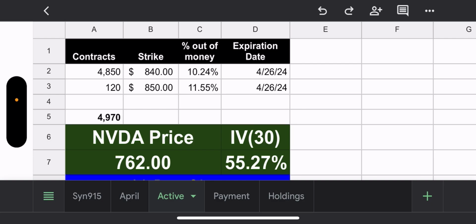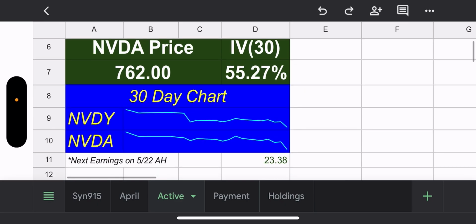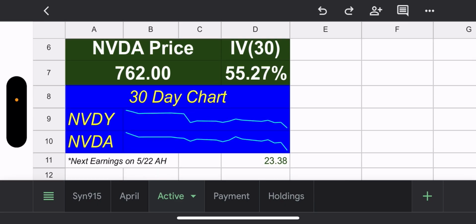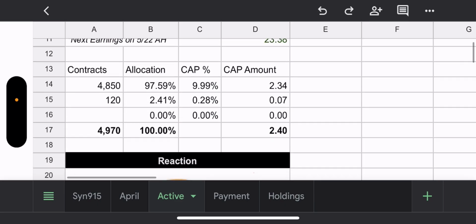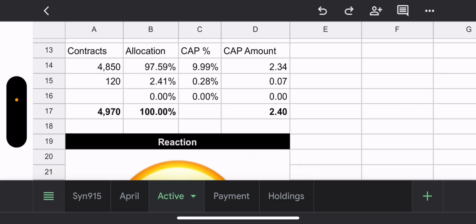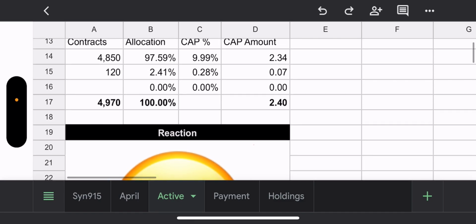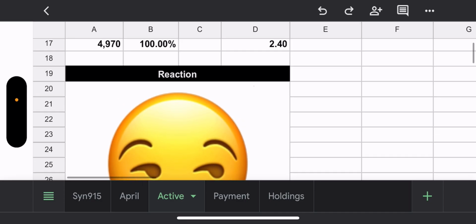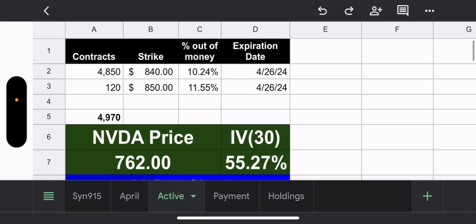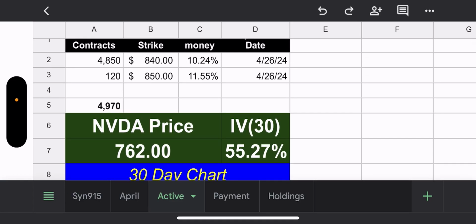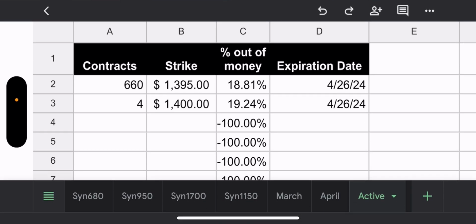All right, so heading into this week, the lowest strike price: they have 4,850 contracts at the 840 strike, that's 10% out of the money. And then they have 120 contracts at the 850 strike, that's 11% out of the money. So double digit out of the money for them too. NVIDIA price is 762, their 30-day IV is 55%. And of course, I'm getting rid of the potential capital gains, but as you've seen in the past, it's never really 100%. And obviously the 30-day chart is kind of irrelevant as well. So that's where we stand with NVIDIA. We'll go to the pre-markets after, altogether, okay?